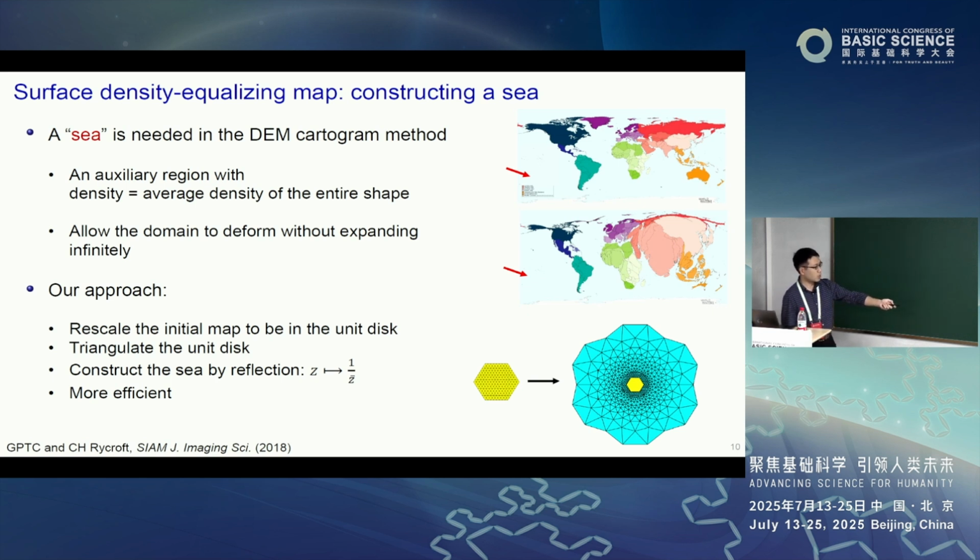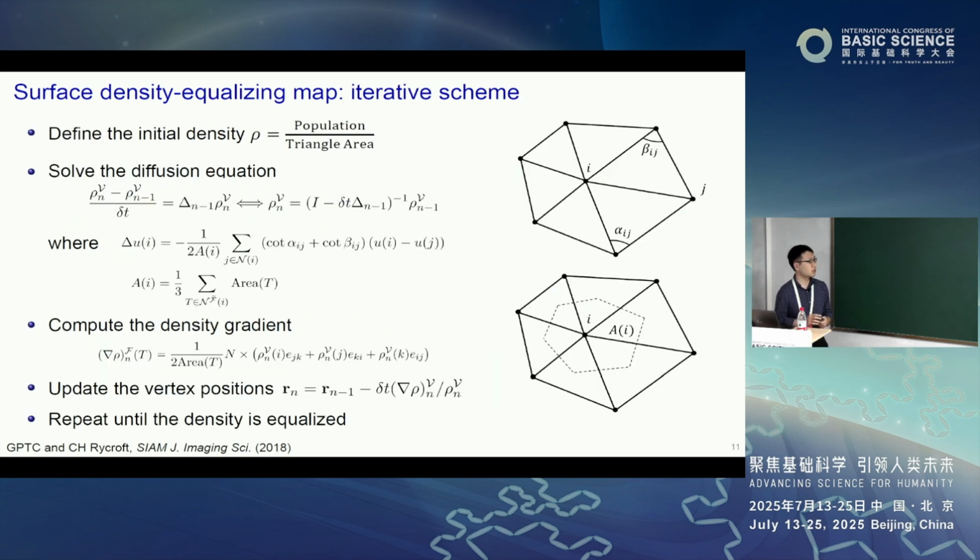So in this case, we can see that those regions are actually not affecting the computations quite a lot, but with the coarse triangulations, we can reduce the computational cost, making it more efficient. So that's the good thing about using this kind of reflection approach to construct the outer region. And once we have constructed it, we can then try to develop an iterative scheme to solve for this kind of density equalization on a triangulated surface or triangular domain.